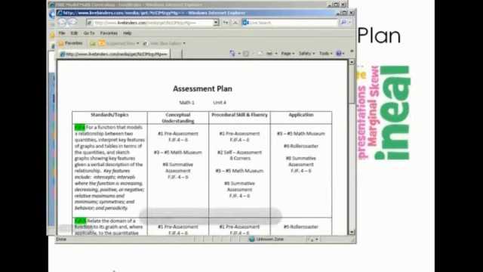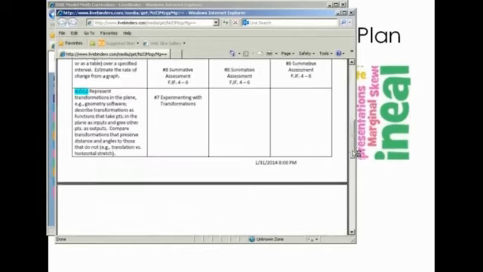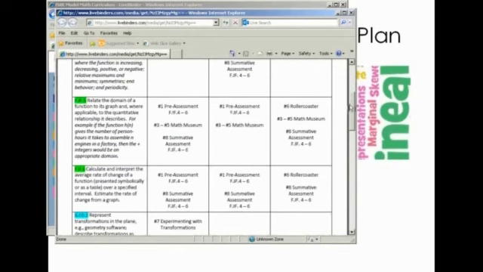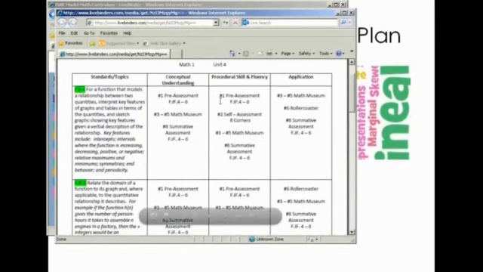And on that will be a list of all of the content standards that are going to be assessed for that unit. And as you can see, there are 3 green standards and 1 blue standard. And so, for example, let's just look at the standard for FIS 4. We note that we assess for conceptual understanding of that standard on the pre-assessment and the Math Museum, as well as the summative assessment. We assess for procedural skill and fluency understanding on the pre-assessment, self-assessment, Math Museum, and summative assessment. And again, we assess application on the Math Museum, the roller coaster, and the summative assessment.